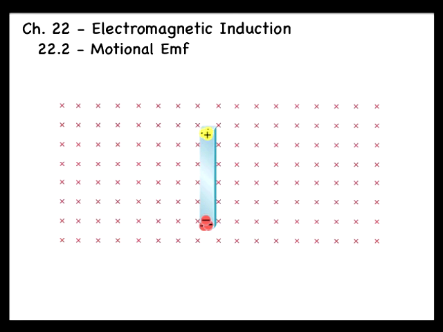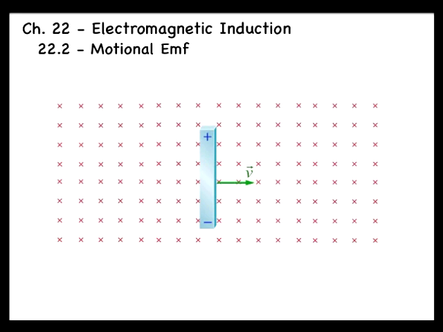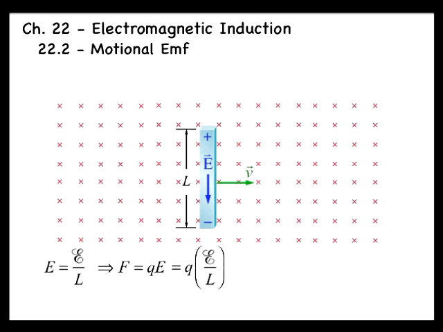The fact that the electric and magnetic forces balance at equilibrium can be used to determine the magnitude of the motional EMF. We start by noting that the magnitude of the electric force acting on a positive charge Q at the top of the rod is E times Q, where E is the magnitude of the electric field due to the separated charges. The electric field magnitude is given by the voltage between the ends of the rod, or the EMF in this case, divided by the length L of the rod. Thus, the electric force is QE equals Q times the EMF divided by L.